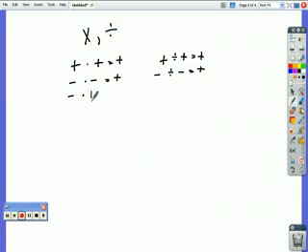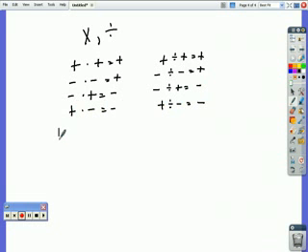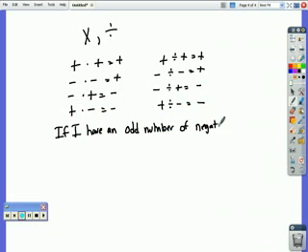If you have a negative times a positive, that's a negative. Same thing if you have a negative divided by a positive, that's a negative. If you have a positive times a negative, that's a negative. And the same thing with division. And there's a more generalized rule, and the more generalized rule is this. If I have an odd number of negative signs in my problem, my answer is negative.